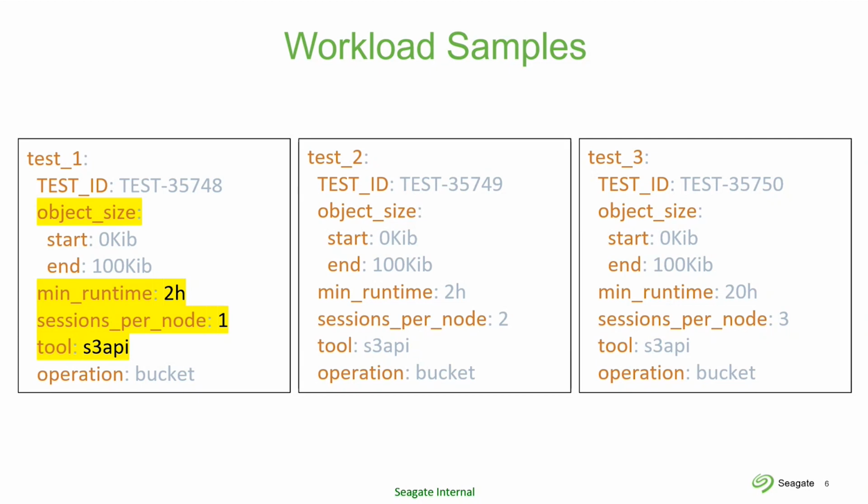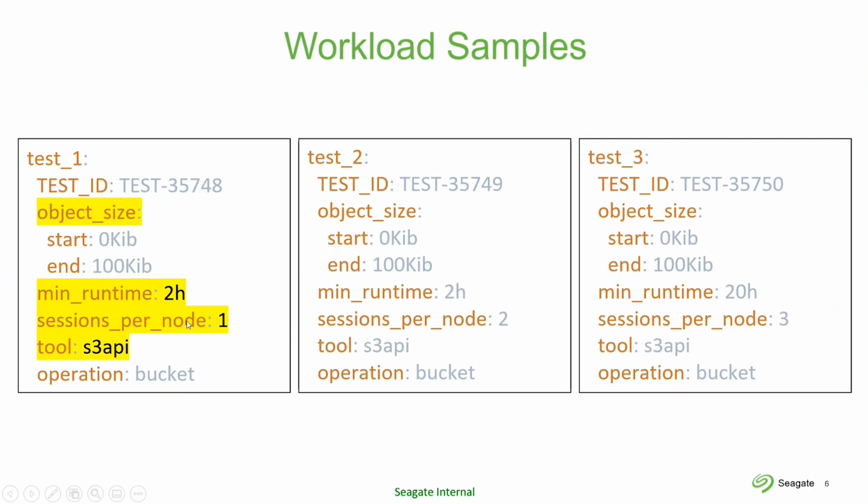Minimum runtime, I mentioned here 2 hours. The meaning of this 2 hours is that whenever this scenario finishes a timeline of 2 hours, we will mark it as a pass, or we'll consider it a pass, even though it will keep running in the background continuously.